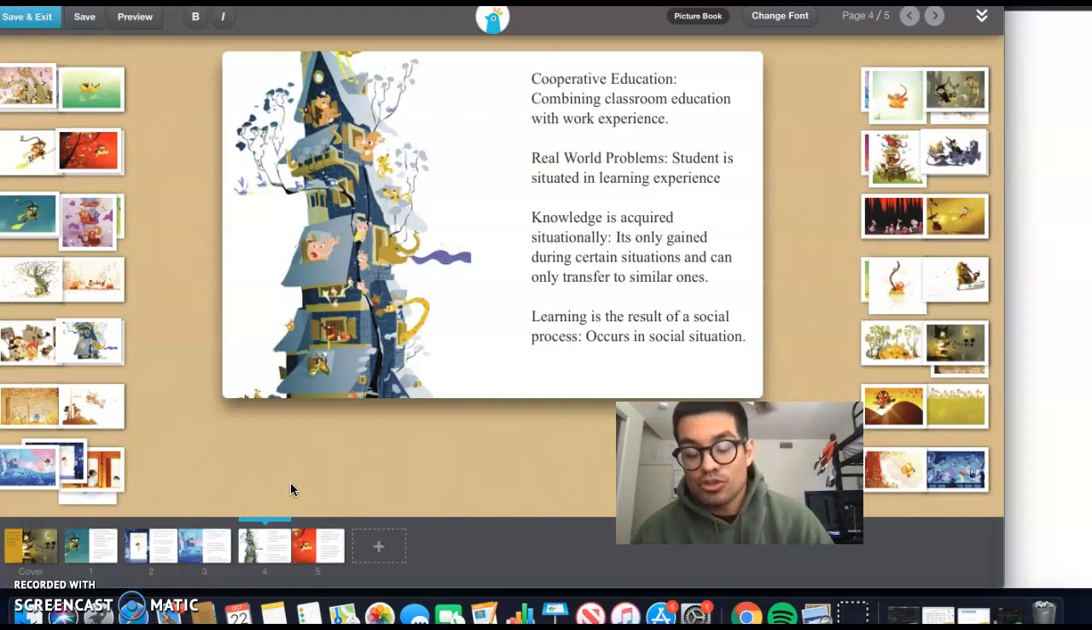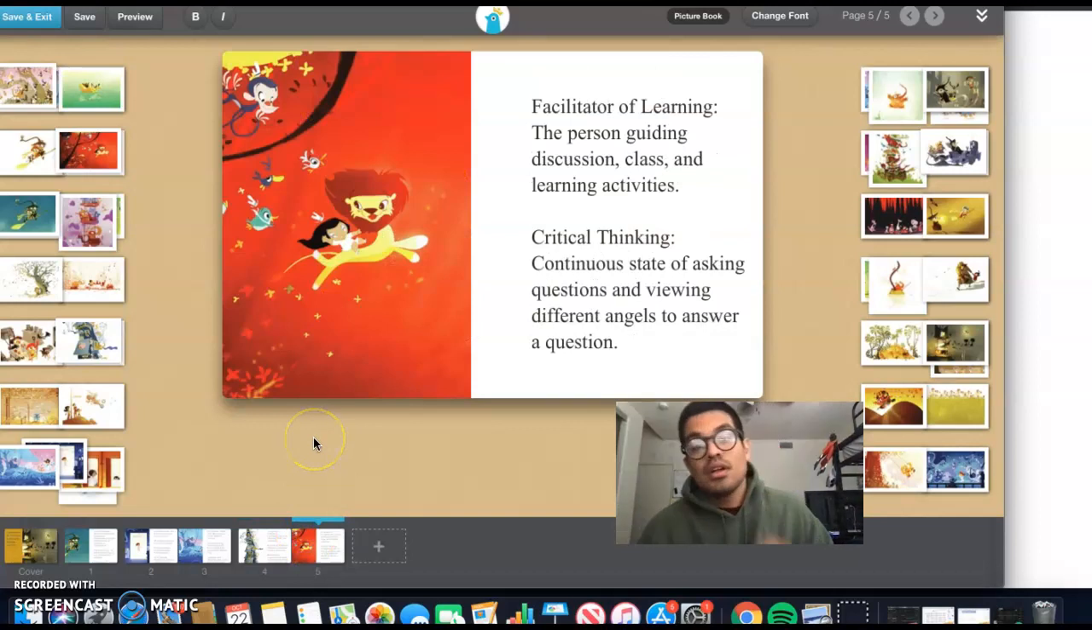Basically, you learn through social interactions, you learn through different social gatherings and whatnot. Facilitator of learning is basically the person that guides discussion. The teacher guides the class, the learning activities, the communications, the different activities that can be done for students so they can start learning. The facilitator doesn't really speak much. It just gives the instructions and guides and lets the students basically take over.